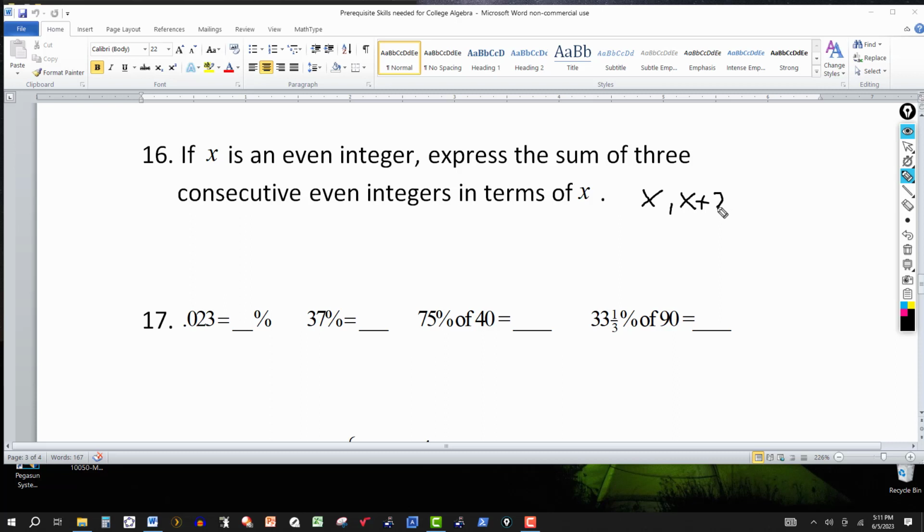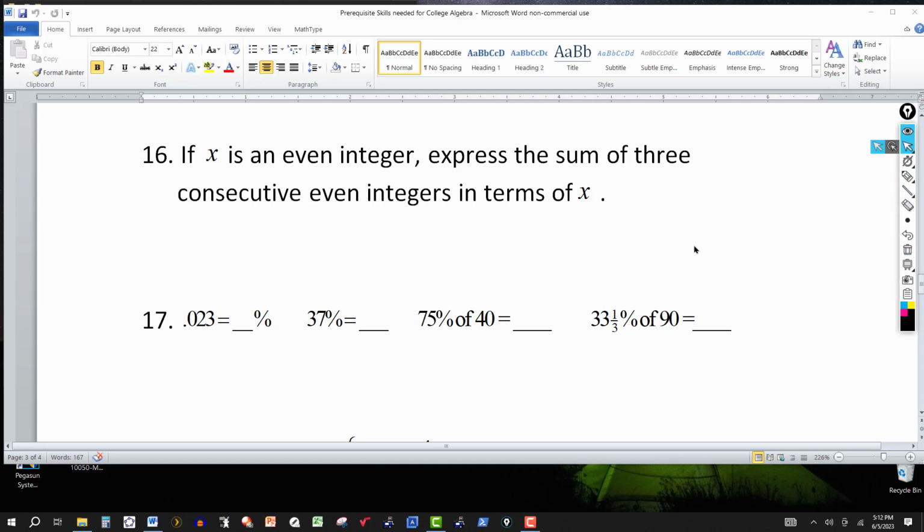Then you want 3. The third one would be 2 more than that one, so add 2 to that. That's x plus 4. Now if this had been an odd number, the same thing. Odd numbers differ by 2, consecutive odd numbers differ by 2, so you would have, say, 3, 5, 7, 9. Now if it's just consecutive integers, like 1, 2, 3, 4, 5, then the first one's x, the next one's x plus 1, the next one is 1 added to that, x plus 2, and so on.